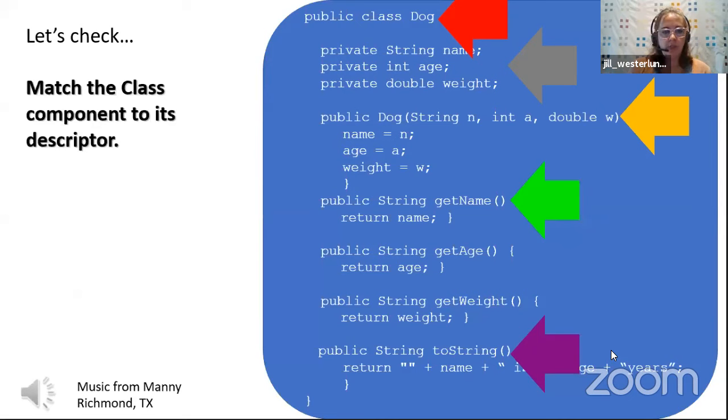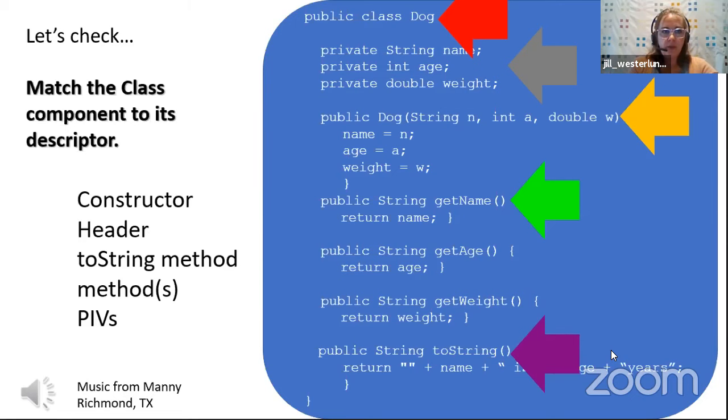So now let's quiz ourselves. We have a little background music that someone submitted. Thanks so much. I'm going to time you for about 30 seconds. I'd like for you to match the word to its colored arrow.